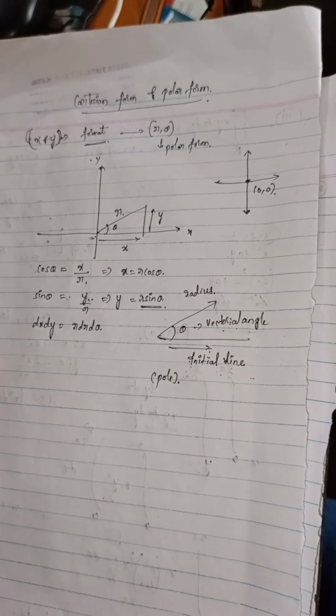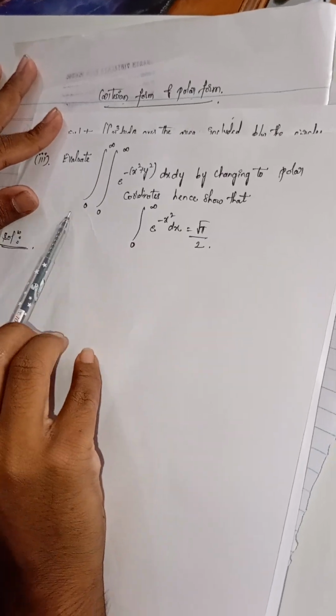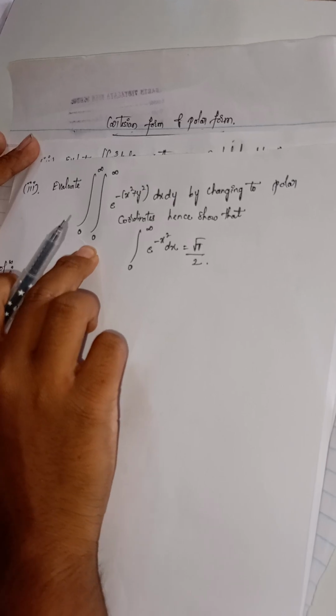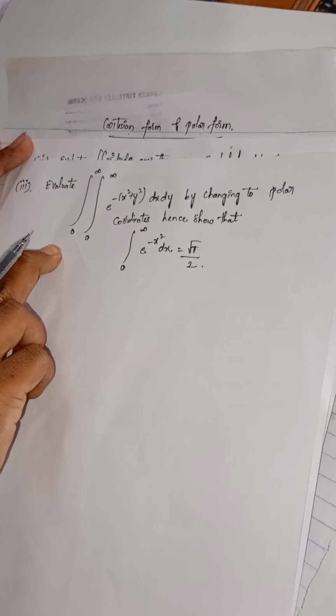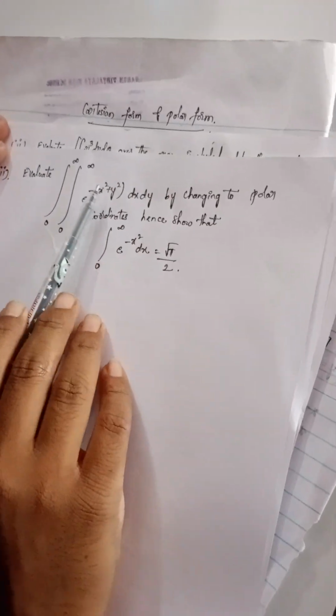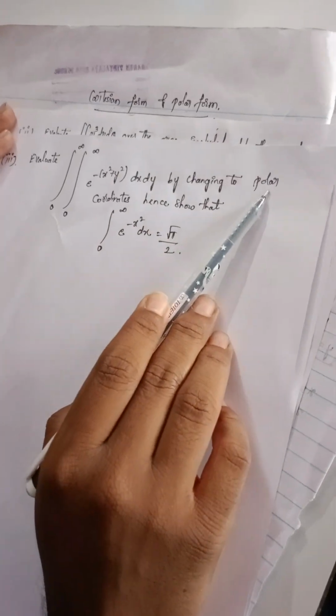And now let's have a look on the problem. Now we have to evaluate the double integral 0 to infinity and 0 to infinity. అంటే these are the limits of x and these are the limits of y. So x అనేది 0 to infinity వెళ్తుంది and y is also moving 0 to infinity. And now we have to find this value e to the power of minus of x square plus y square dx dy by changing to polar coordinates.